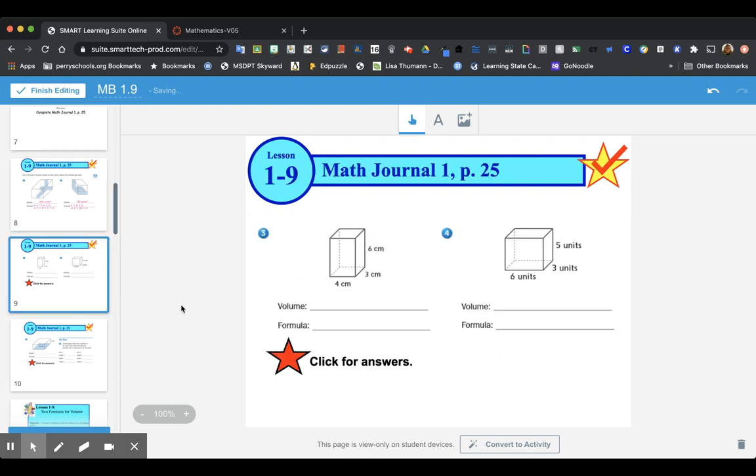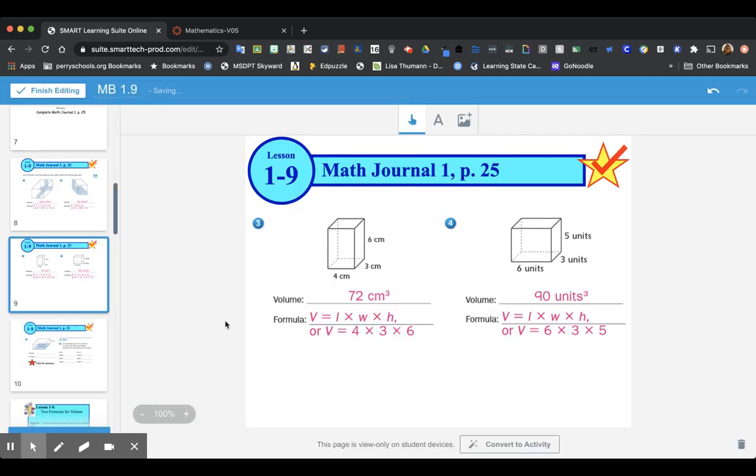On 3 and 4, this time they didn't give us the cubes inside. They gave us measurements. So you could have used either formula to help you out, length times width times height, or you could have found the area of the bases. For number 3, we see 6, 3, and 4, so you could have done 3 times 4 times 6. And on number 4, you could have done 6 times 3 times 5. Let's check those answers now. You should have completed them already.